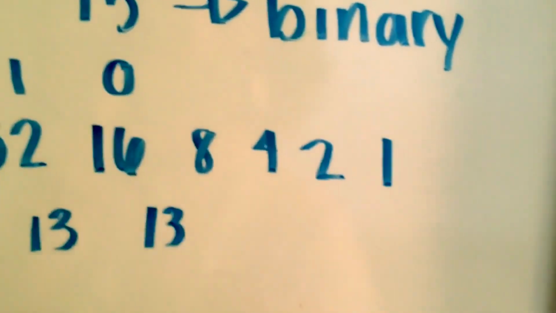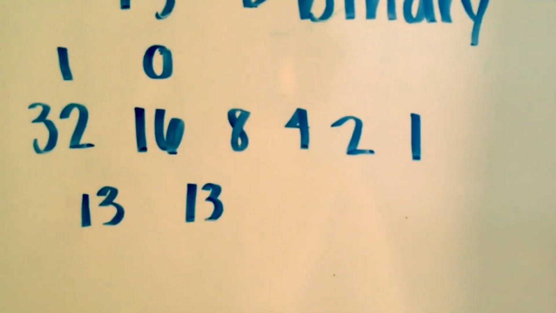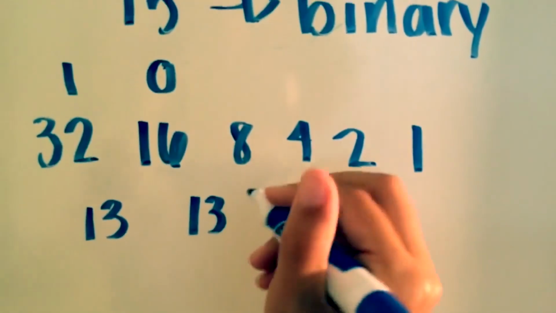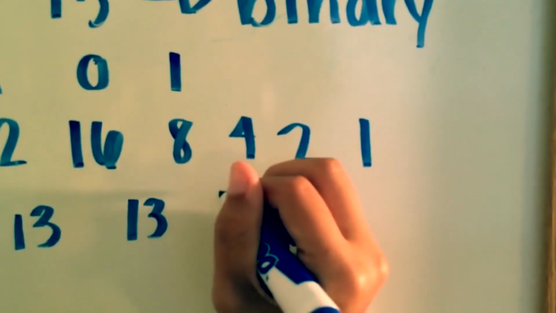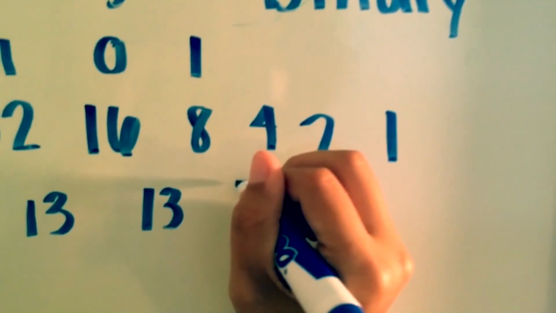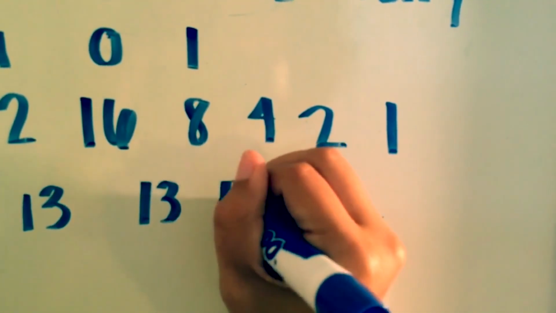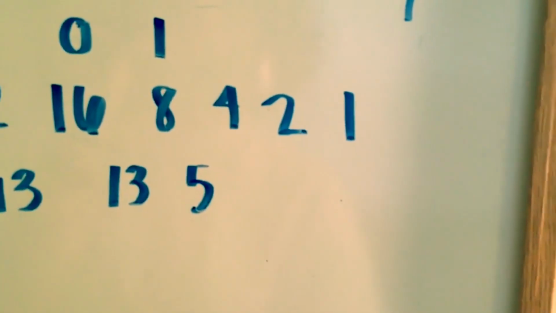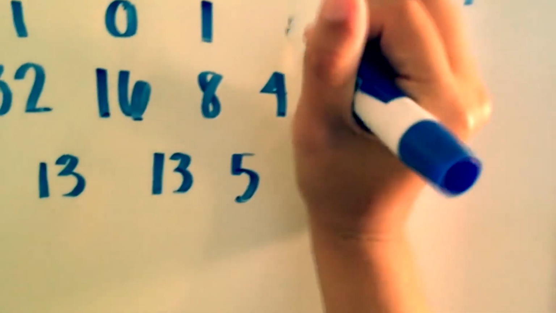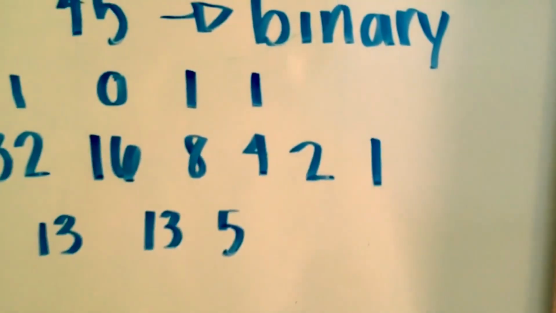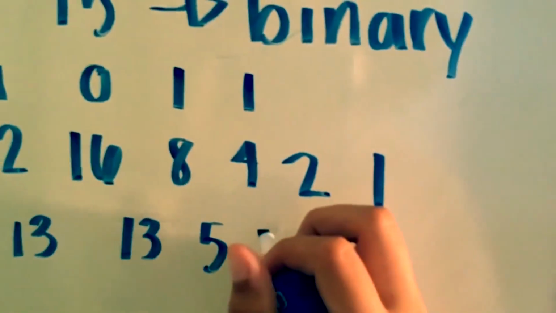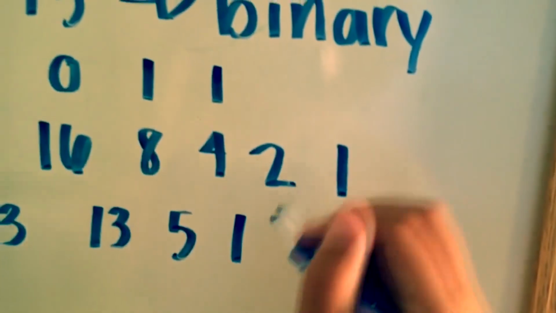Then you go, well, okay, is 8 less than 13? It is. Great. So I'm going to put a 1 above the 8 position and subtract 8 from 13, which gives you 5. And then you go, is 4 less than 5? Yes. So I put a 1 above the 4 position and subtract 4 from 5. And that leaves you with 1.